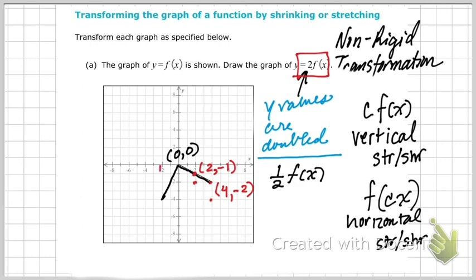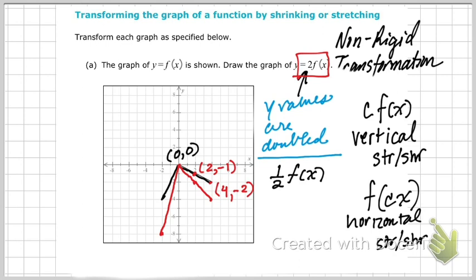This one over here to the left is down at negative 4. I have to double the y value. So the y value was at negative 4. I've got to double it down to negative 8. And then up here and there. And that's it. That's 2f of x. All of the y values have been doubled.